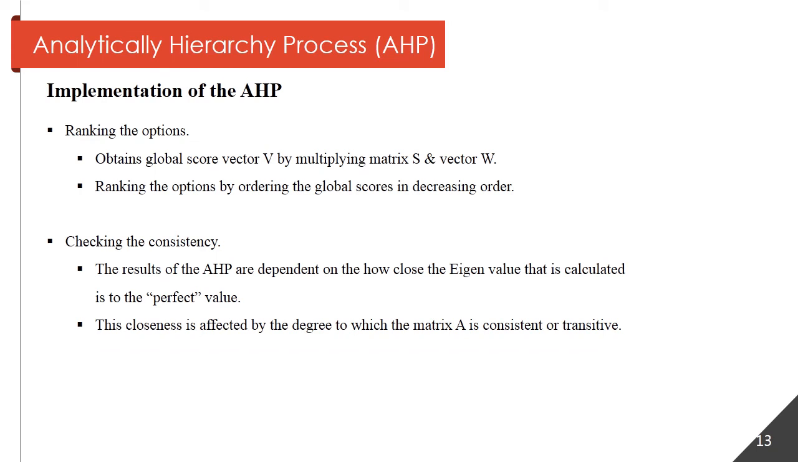Third step is ranking the options by obtaining global score vector V by multiplying matrix S and vector W. Then rank the options by ordering the global scores in decreasing order to get the best decision. Final step is checking the consistency. The result of the AHP depends on how close the eigenvalue that is calculated is to the perfect value. This closeness is affected by the degree to which the matrix A is consistent or transitive.